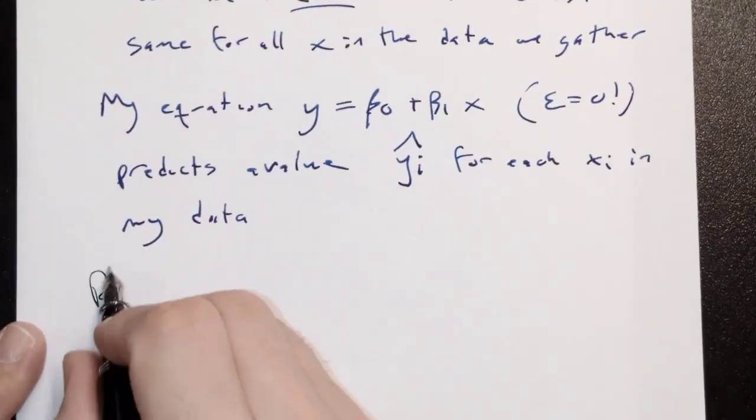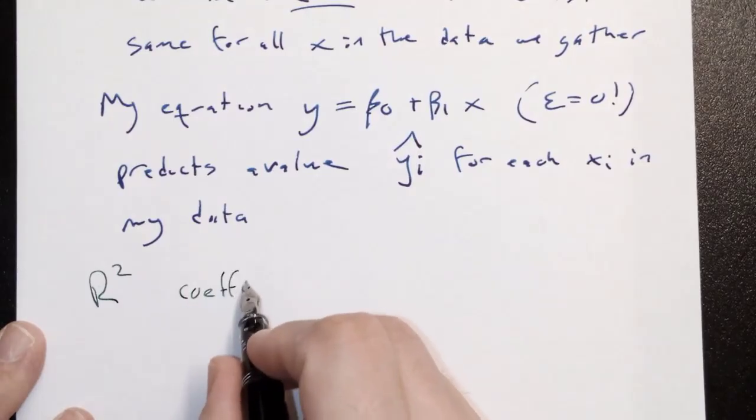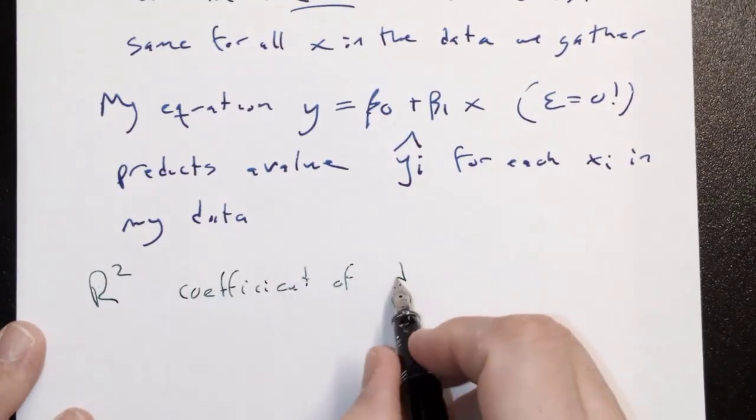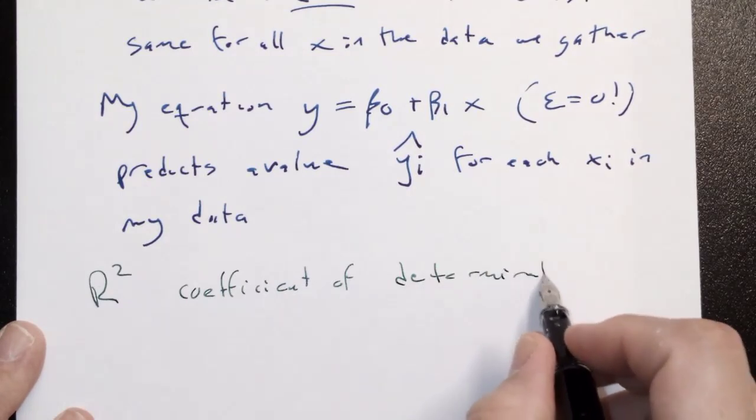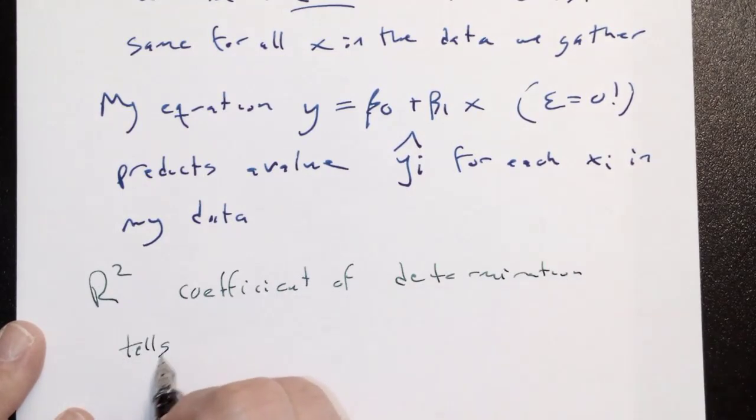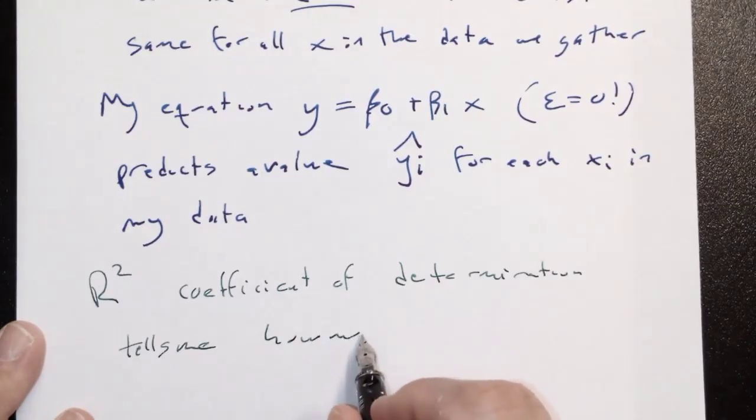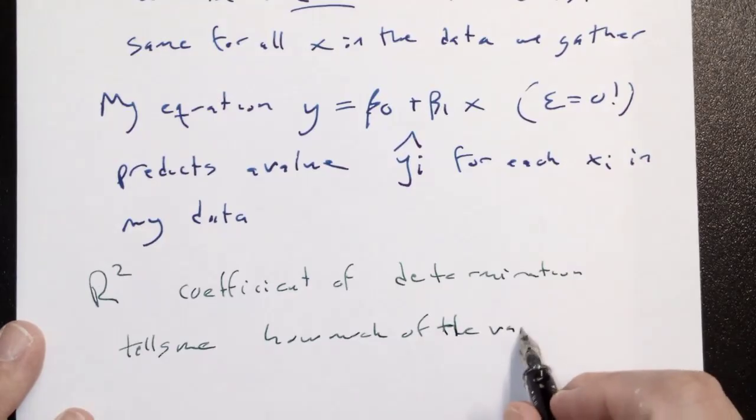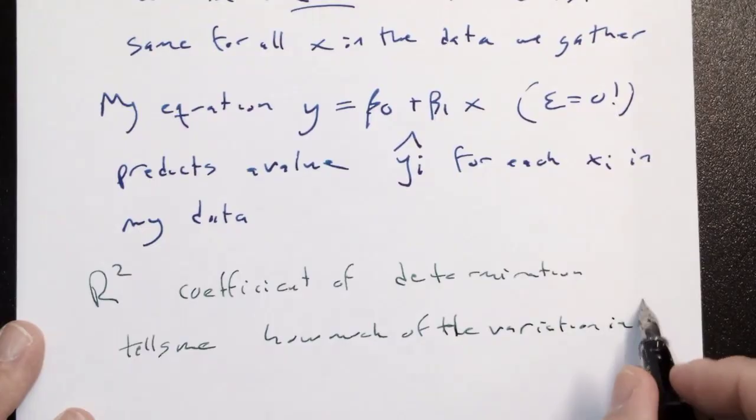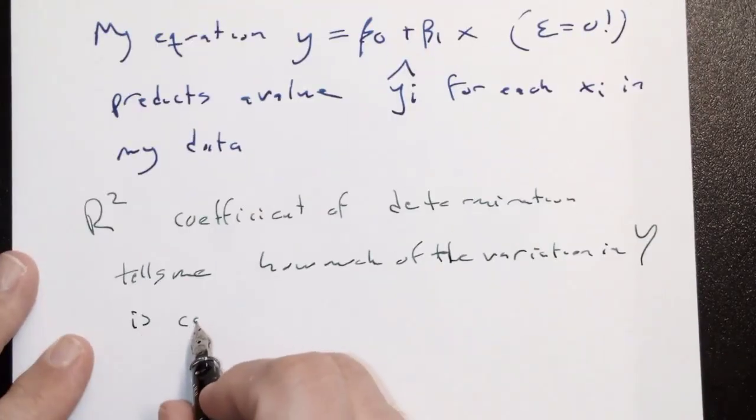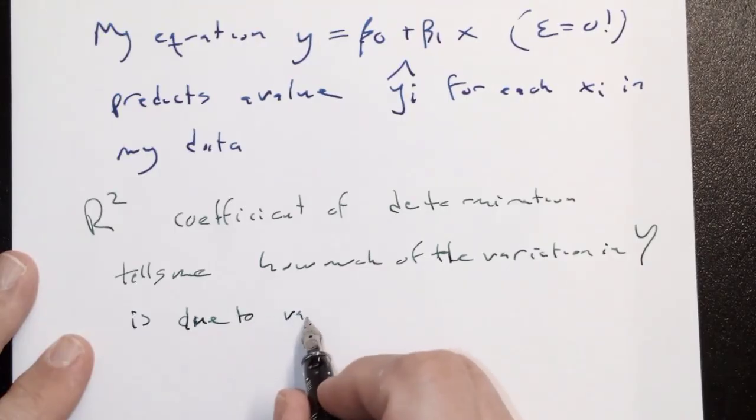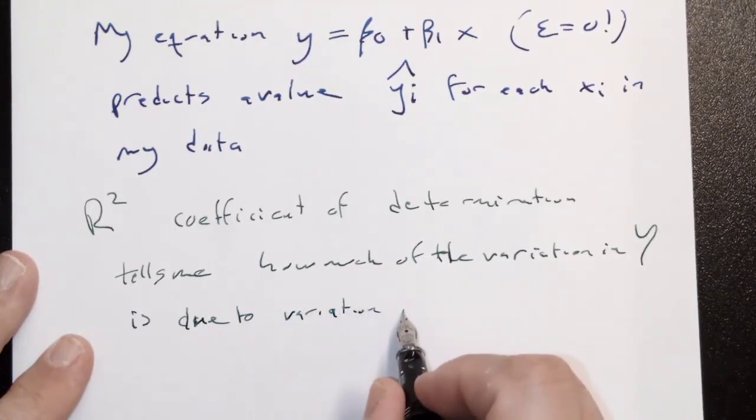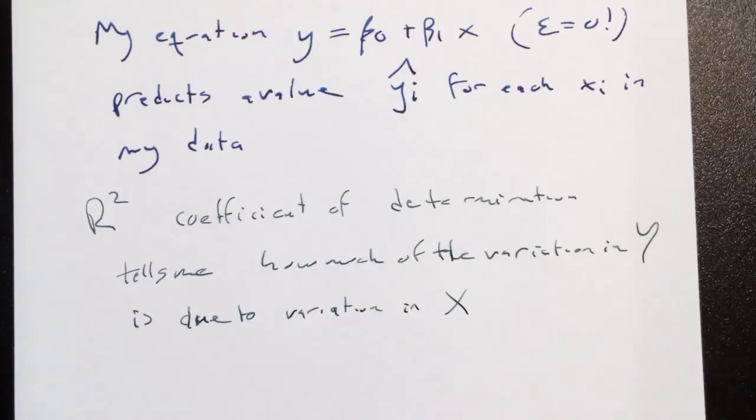R squared, coefficient of determination, tells me how much of the variation in my response value is due to variation in my independent variable, predictor variable.